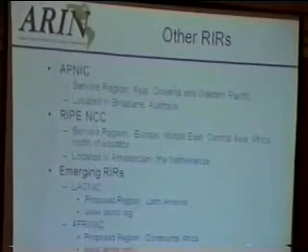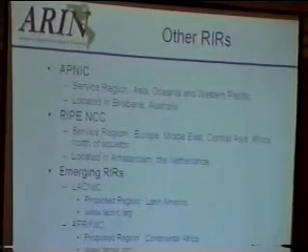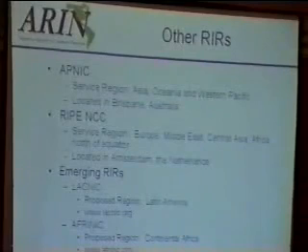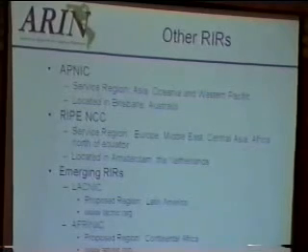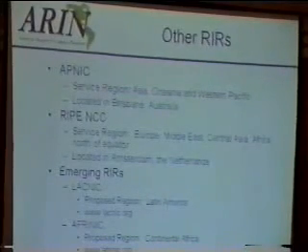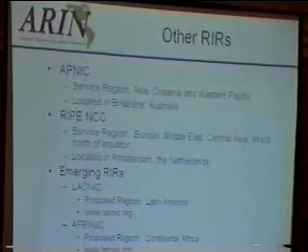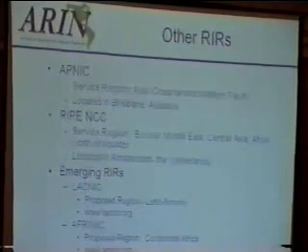There are other regional internet registries, of course. We have APNIC, the Asia Pacific Network Information Center. Their service region is Asia, Oceania, and the Western Pacific, and they're located in Brisbane, Australia. And we have RIPE NCC, whose service region is Europe, the Middle East, Central Asia, and Africa north of the equator. They're located in Amsterdam, the Netherlands.